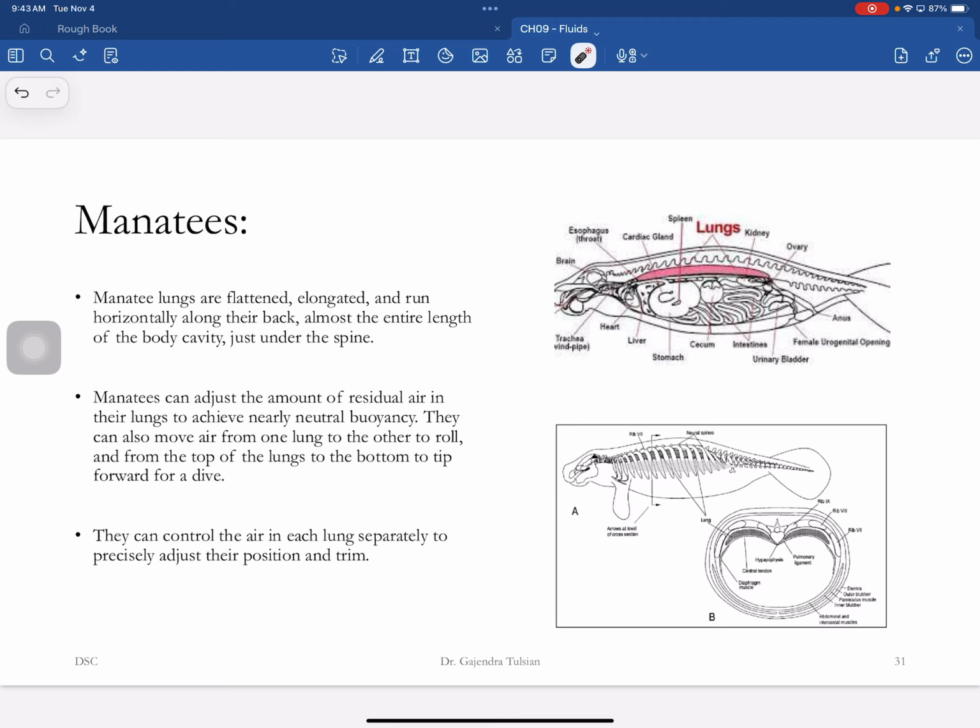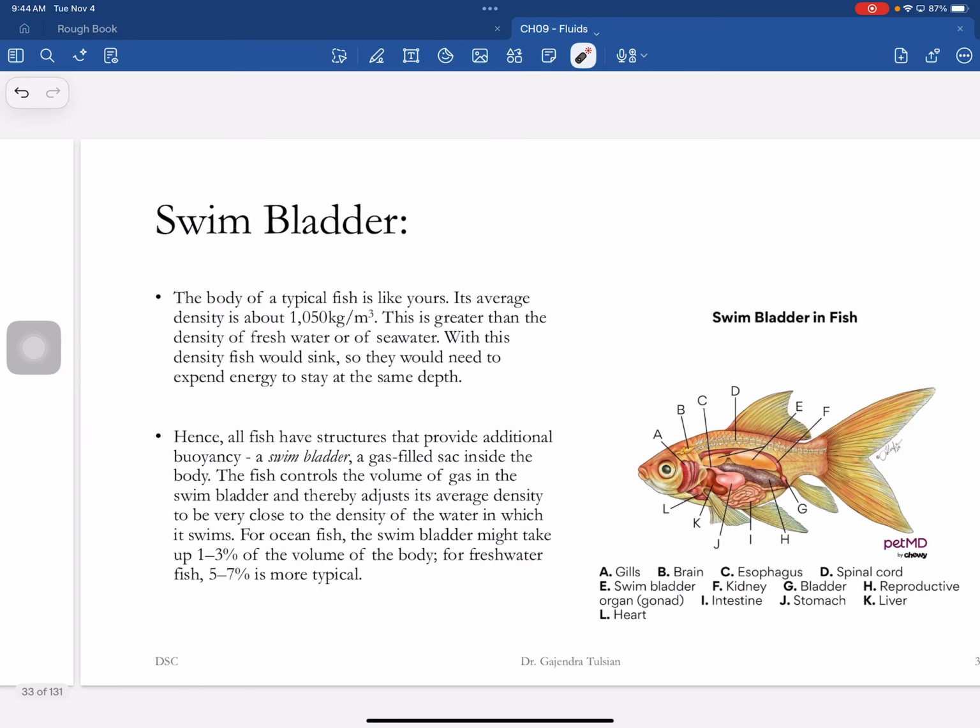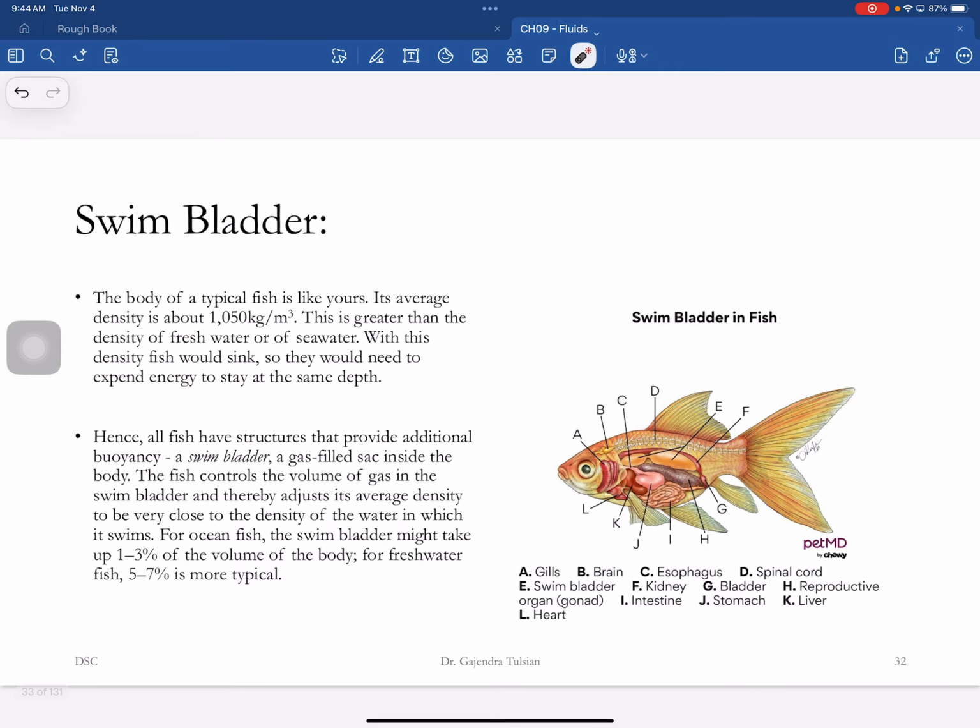They can also control the air in each lung separately. They can breathe so that they're getting in air only in this lung, or they can breathe air into this lung. Each lung separately, to precisely adjust their position and trim. So they have a lot of control underwater.